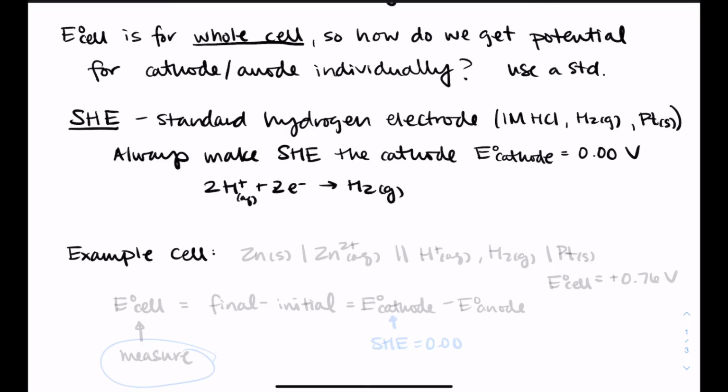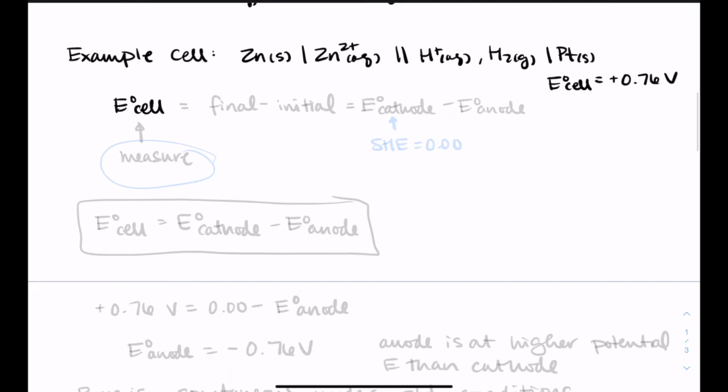An example cell, if we put solid zinc and zinc 2 plus aqueous in a cell, right? This is my shorthand notation. I've got a salt bridge in a cell with the standard hydrogen electrode, and we measure the voltage. The standard cell potential is 0.76 volts. So this is for the entire cell. This is what we've measured.